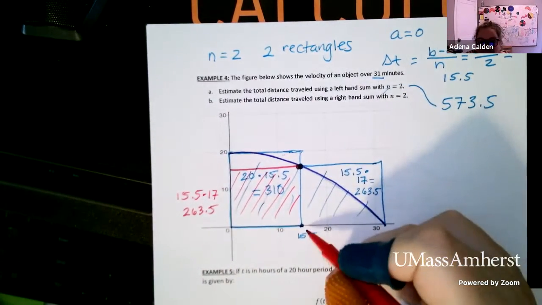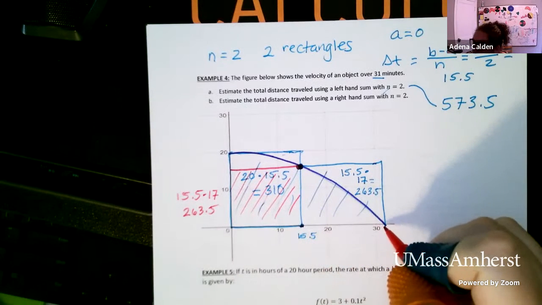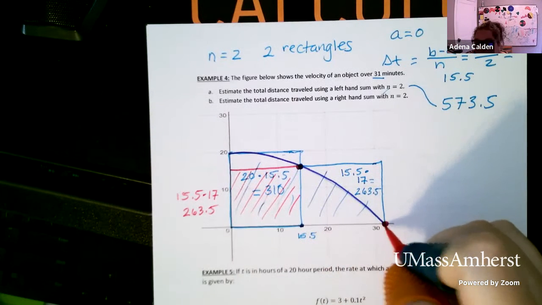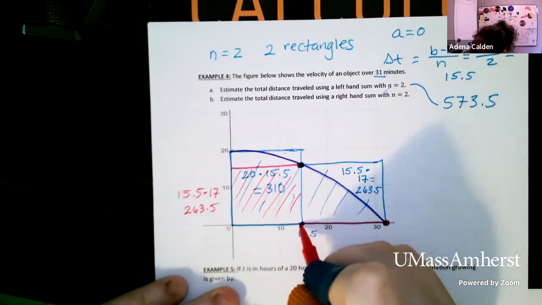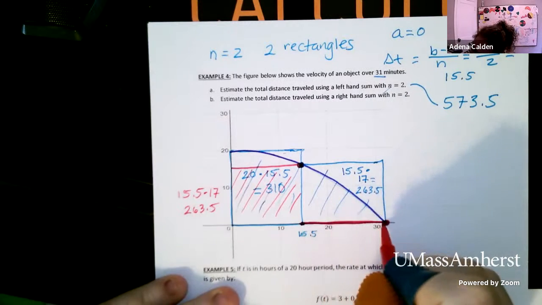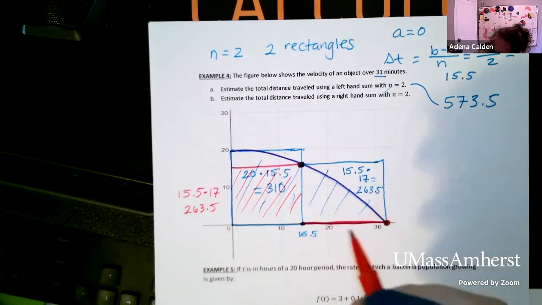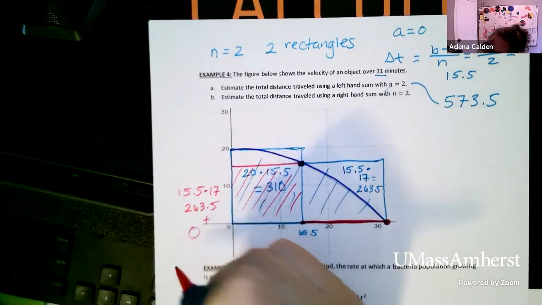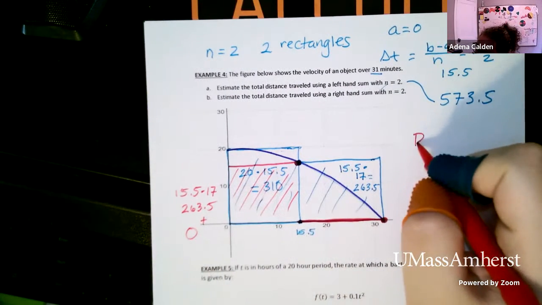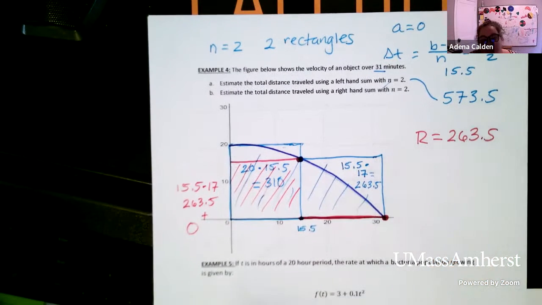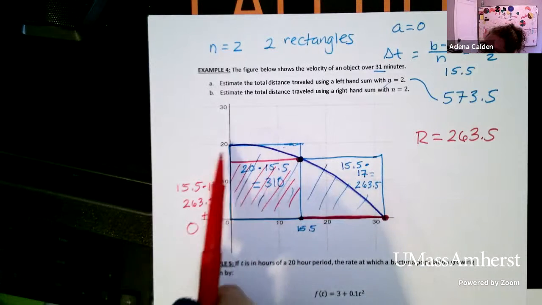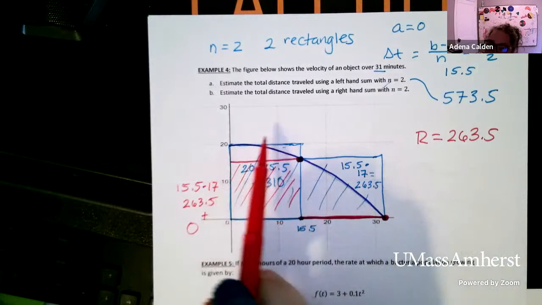And then when I choose between 15.5 and 31, I'm picking the one on the right, which is 31. I see that this is at 0, right? So that doesn't have any area because the second one is just right here. That's the height. So I have plus 0. So that means my right-hand approximation is 263.5.